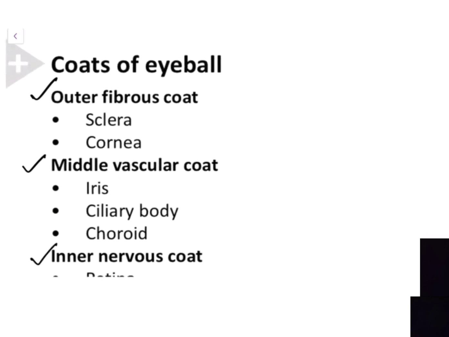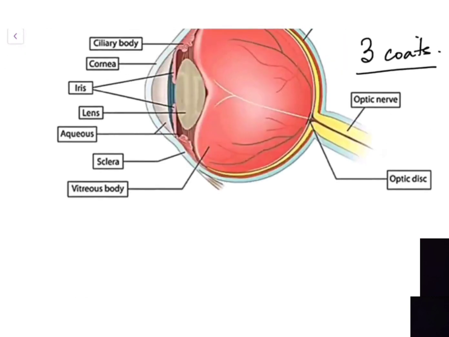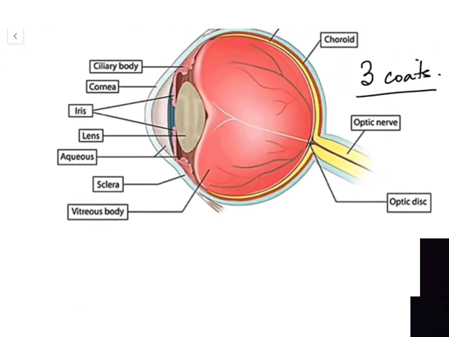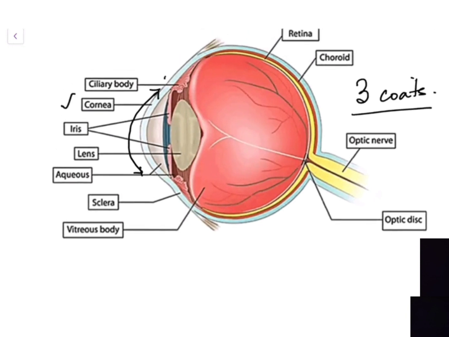Now, what constitutes the outer fibrous coat? It consists of the sclera and the cornea. So, what is the sclera and what is the cornea? In this diagram, the front part which is transparent in the outer coat is your cornea. And the posterior part, the white structure that is visible to you, that is opaque, and that is your sclera. So the outer fibrous coat consists of the cornea and the sclera.